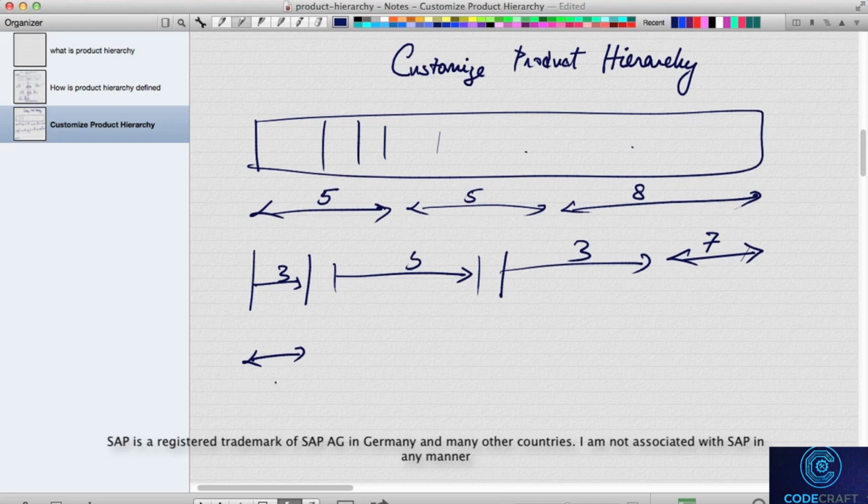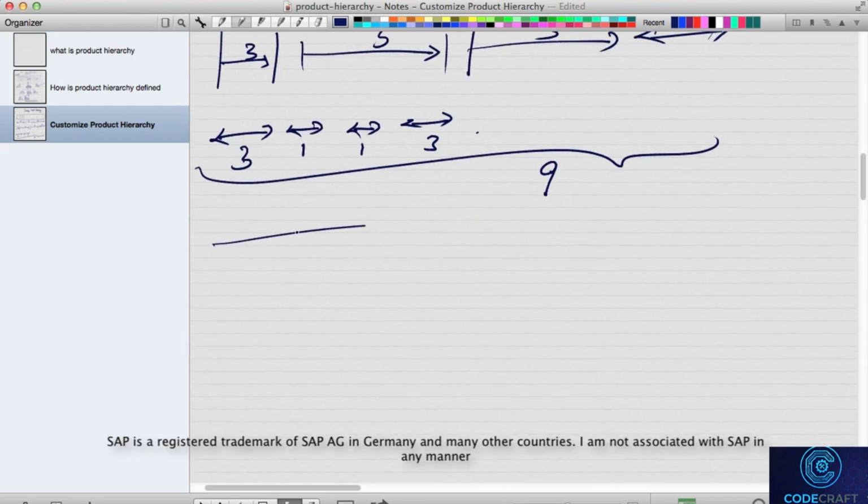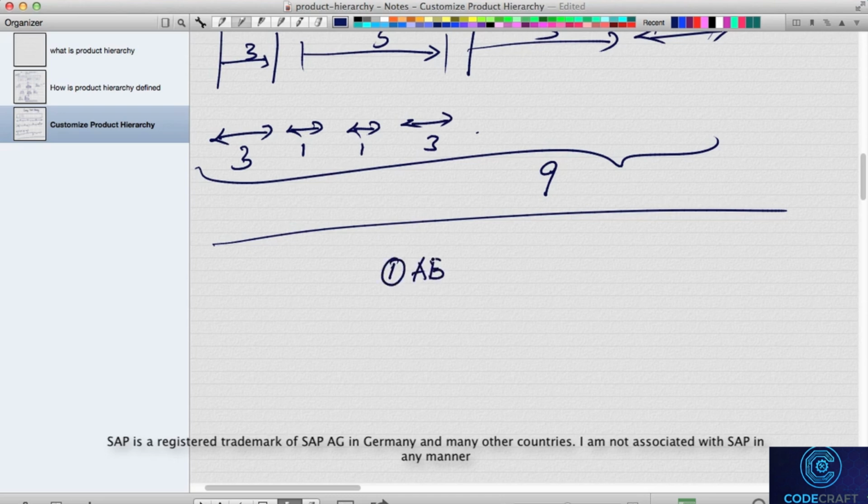Like you can have 3, and then a 1, and then a 1, and then a 3, and so on. You can have up to 9 different levels in a product hierarchy. How do you do that? Well, for starters, it's not something that you can do as a functional consultant alone. So make sure that you have the help of an ABAP consultant.